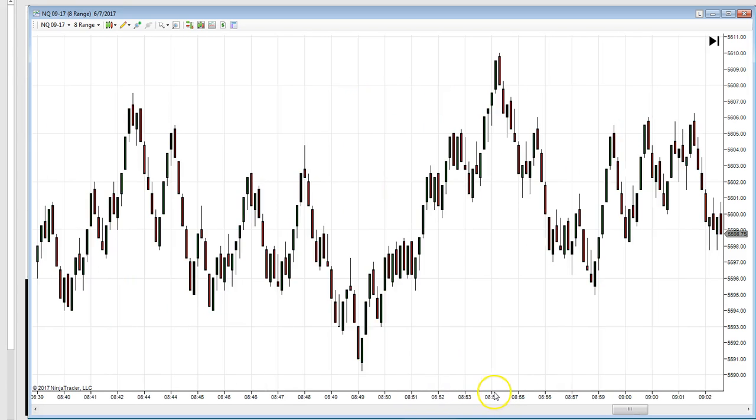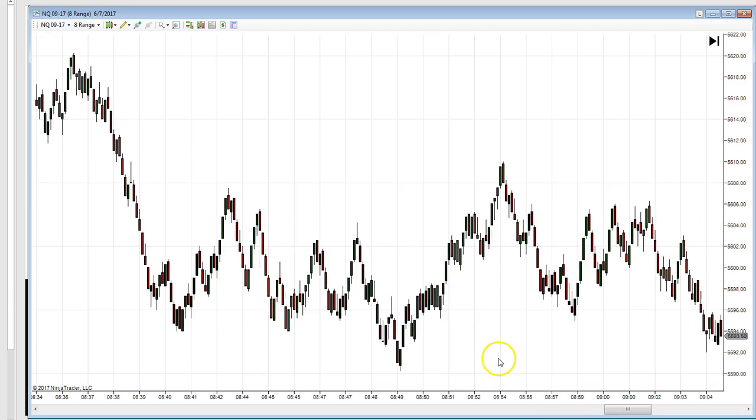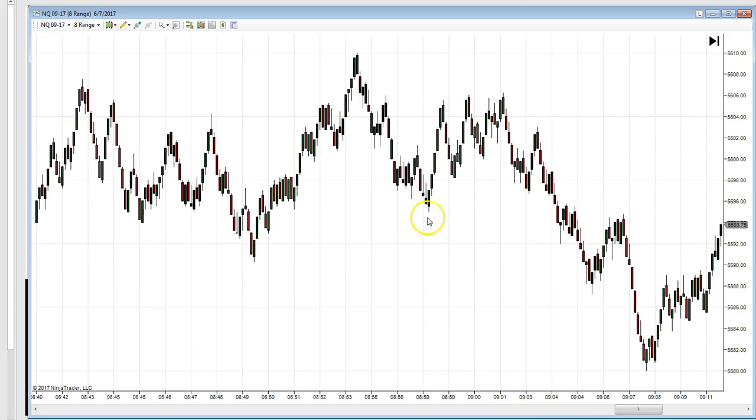Other traditional technical analysts will say, oh, you've got a head and shoulders right here. There's your head, here's your shoulder, your neckline here. Well, that's all well and good, but you're getting short way down here. How would you like getting short right up here? And with order flow, it's very clear.